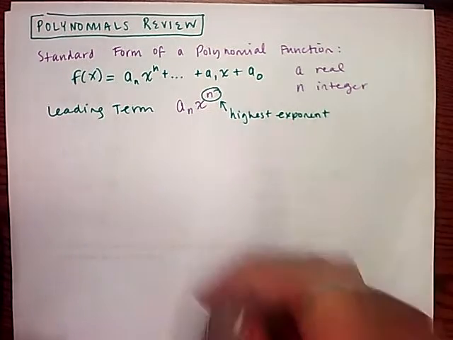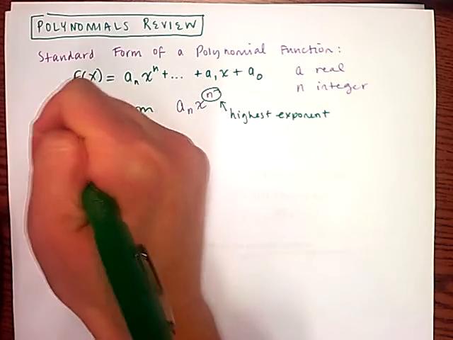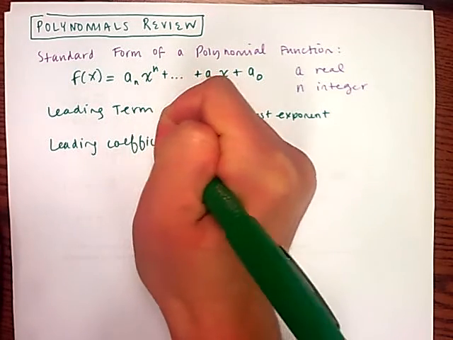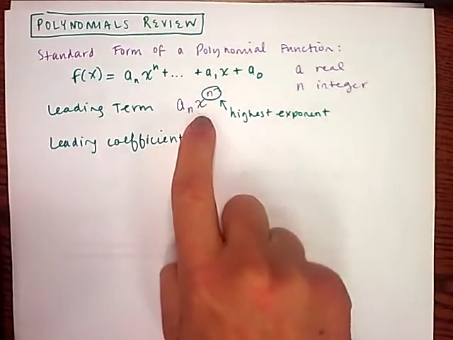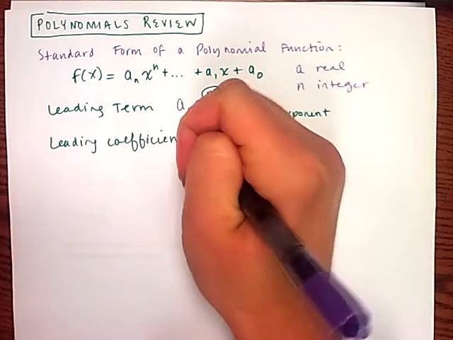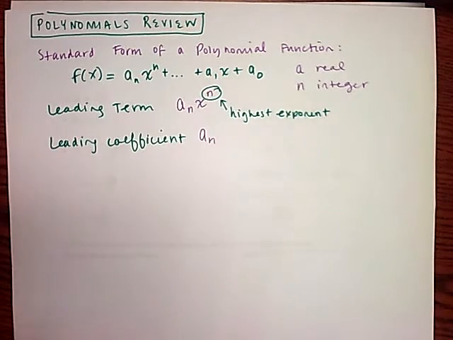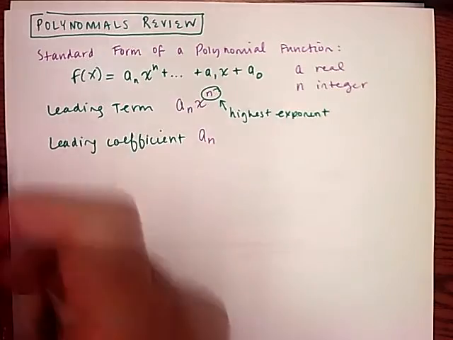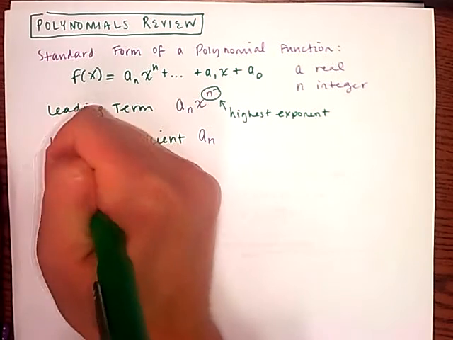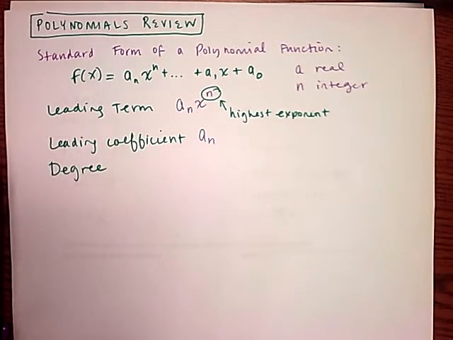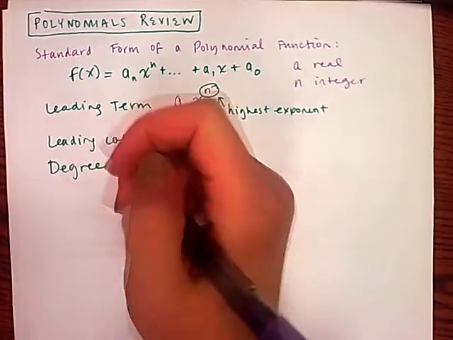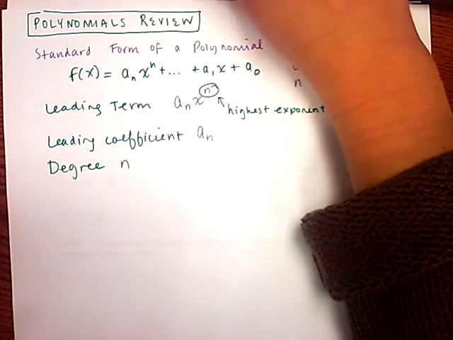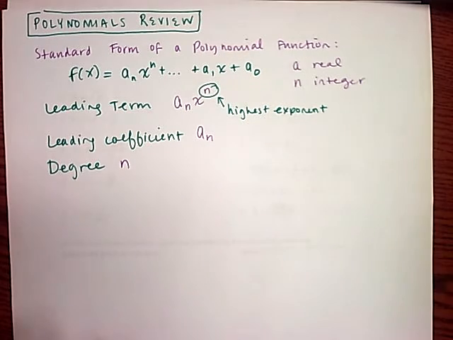And then another vocabulary is the leading coefficient, which would be, well, look at your leading term. The leading coefficient would be the coefficient of that term. In this case, we'd write it as a sub n. And then we also have something called the degree of the polynomial, which is exactly just the value of that highest exponent. So we would say our degree is n. Okay, so now we got some vocabulary out of the way.